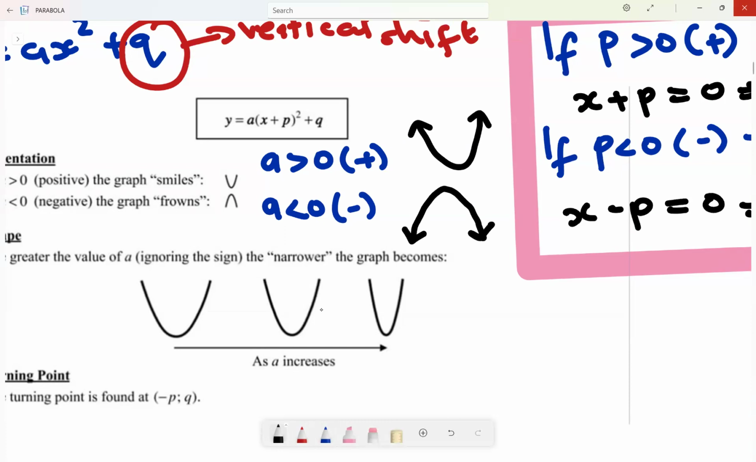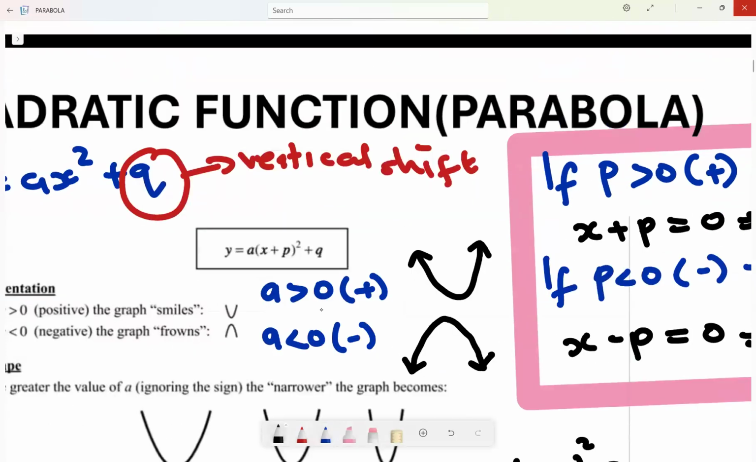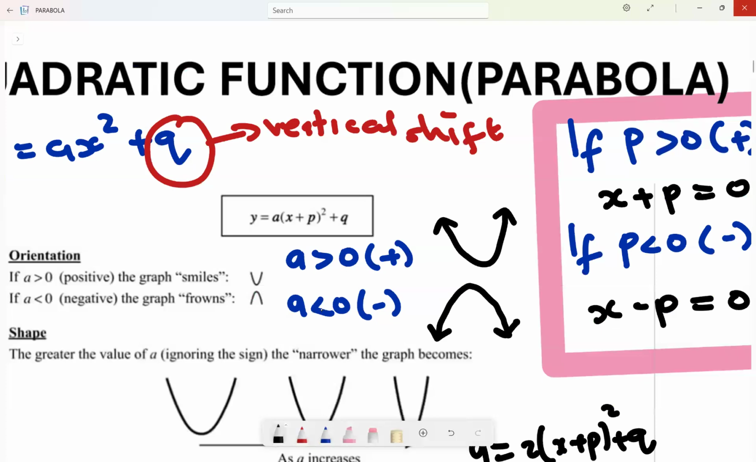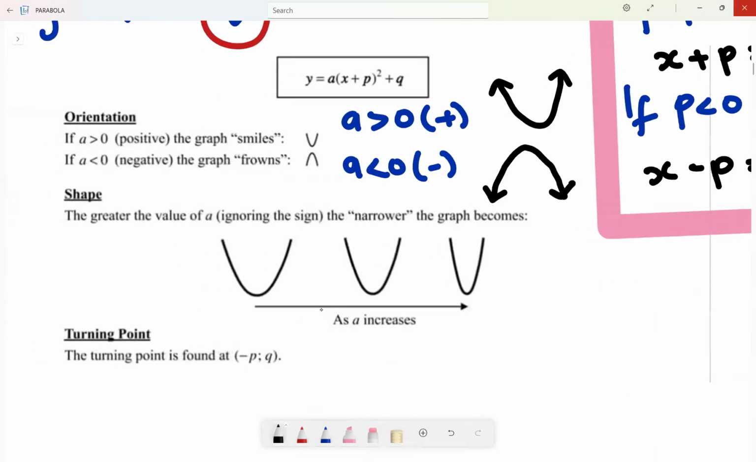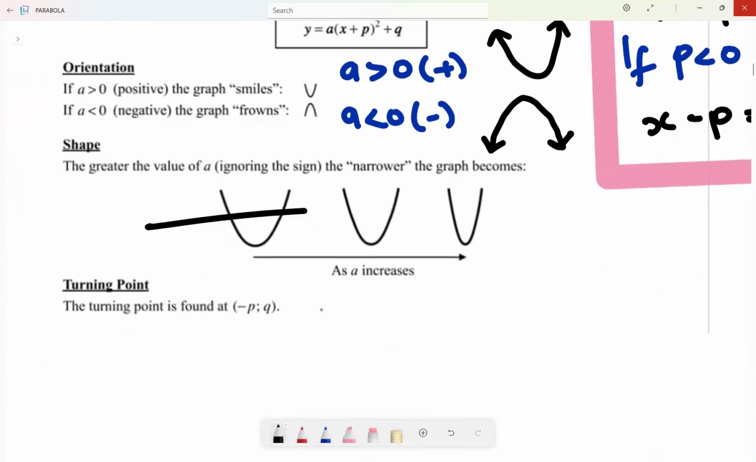If my a is greater than 0, let's say maybe I have y is equal to 2 into (x plus p) squared plus q. I can't forget the squared here. I don't know how I forgot that squared. Can you see that my a is greater than 0? It means whatever shape I'm going to draw is going to look like this. It is going to face up. If it faces in the opposite direction, you know that something is wrong.